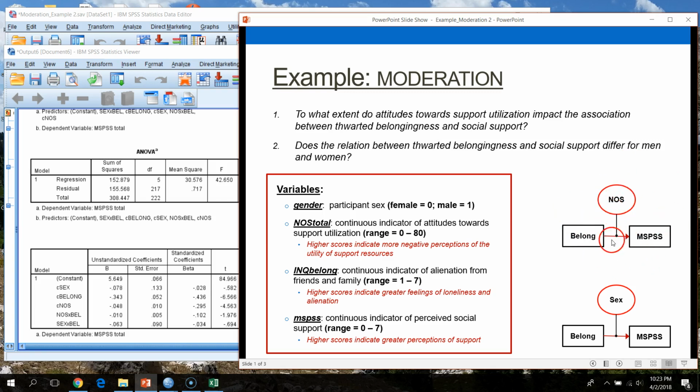We found that NOS does impact this relation between belongingness and MSPSS, right? And so now what we want to do is take a look at the nature of that interaction. Okay, so we're asking, what's our relation between belongingness and MSPSS at low levels of NOS and at high levels of NOS? So we're looking at our conditional effect at different levels of our moderator here. And so again, going through and getting these simple slopes is just a lot.